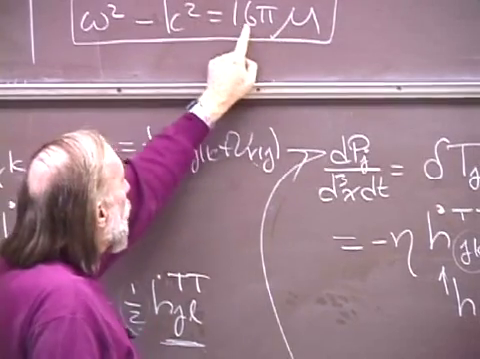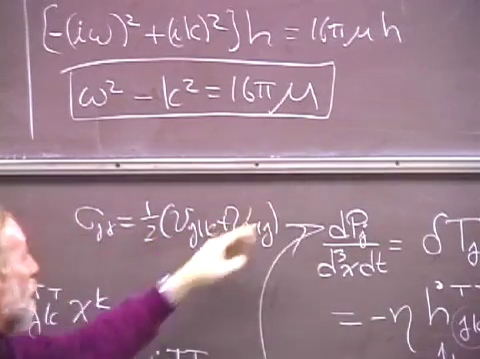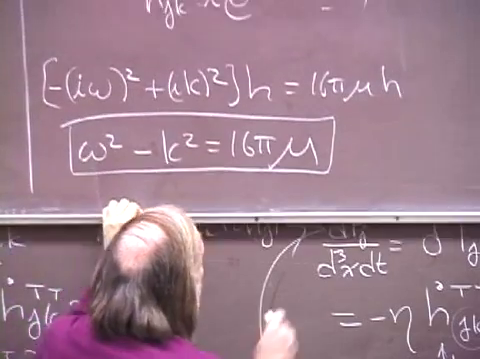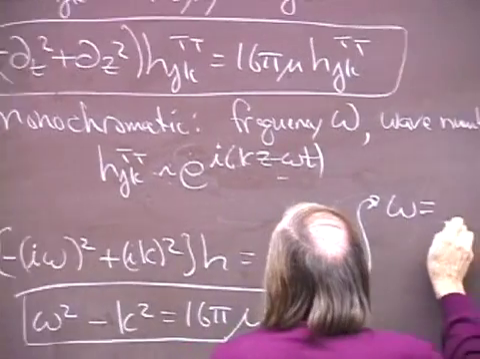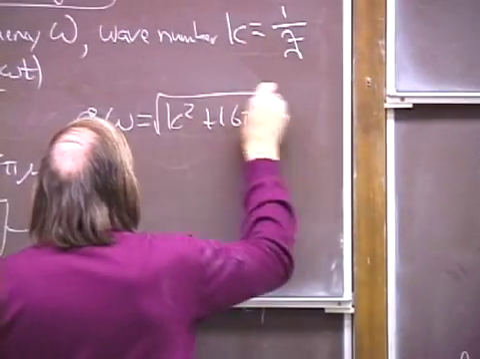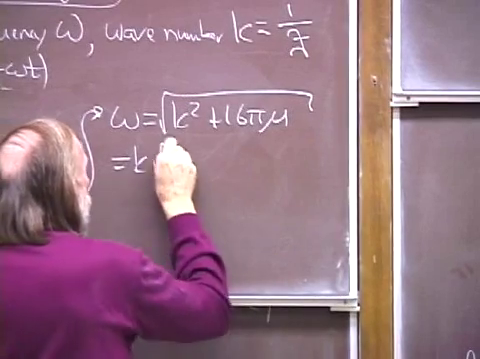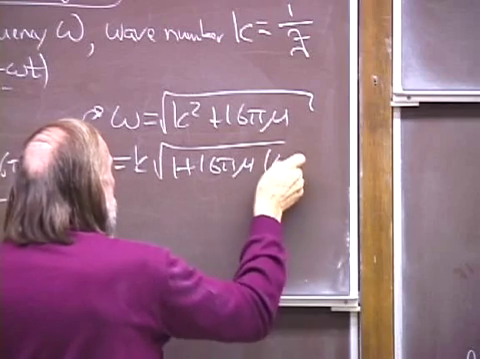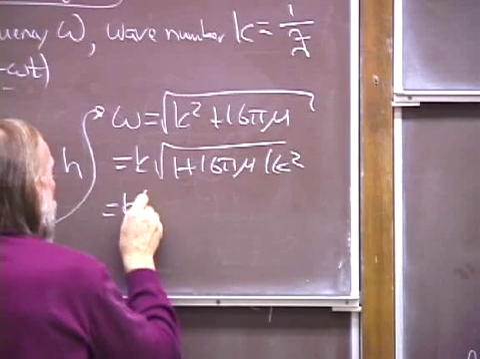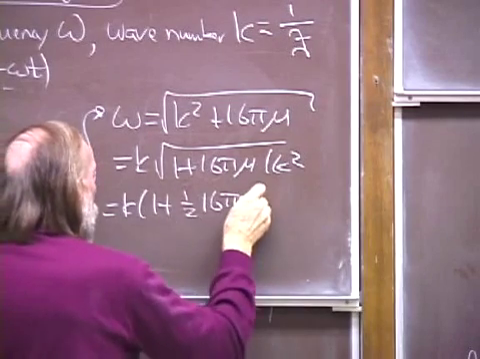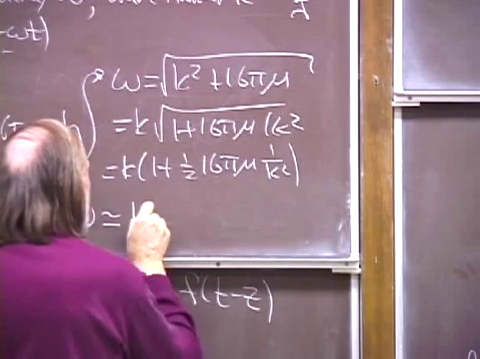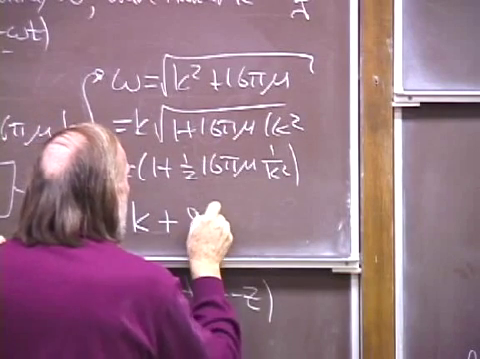I am going to claim that this is a very tiny correction, as we will see. So I want to solve for omega explicitly in terms of k. Let me just do it up here. Using the fact that this is small, omega is equal to the square root of k squared plus 16 pi mu. I factor the k out, times the square root of 1 plus 16 pi mu over k squared. And then I expand this by the binomial expansion, or power series expansion. That's k times 1 plus 1/2 of 16 pi mu over k squared. Or omega is, at first order in this quantity I've claimed to be small, k plus 8 pi mu over k.